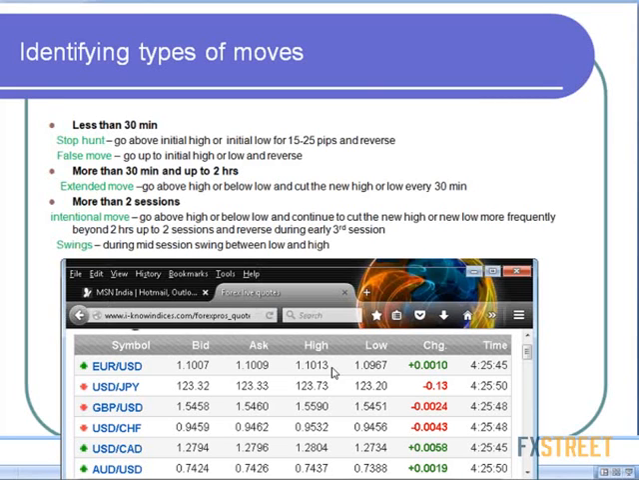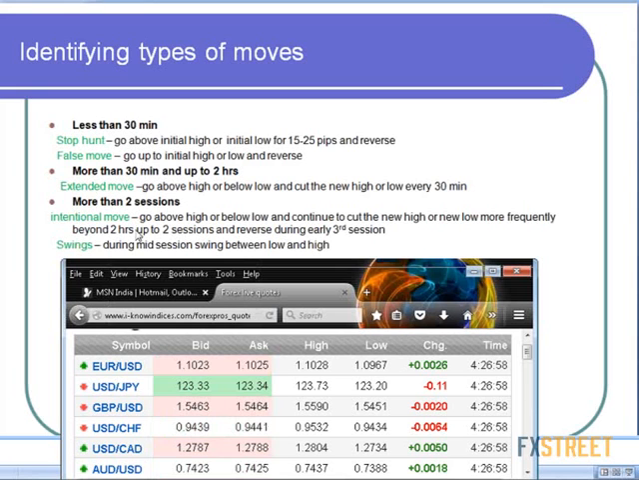What is that good move? It is a move which happens as an intentional move. The intentional move is the one which happens for more than 2 hours, more than 2 sessions, and at the start of the third session, they reverse it. So if they started from the Japanese session, they gain the level through the European session, and at the start of the US session, they make one upward quick move and then reverse the market as an extended move, because after the intentional move, they always make the extended move.